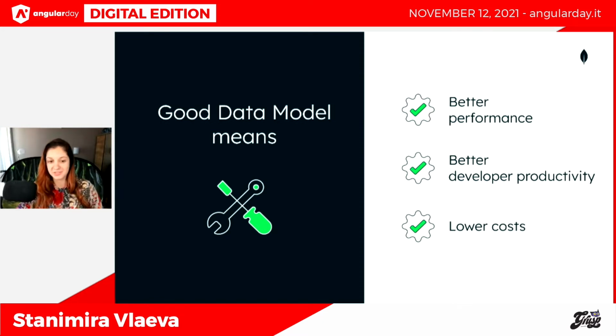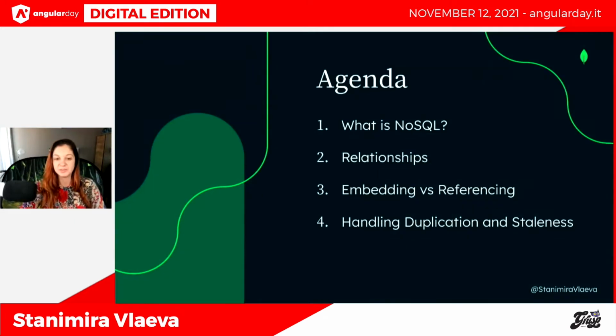So if I convinced you to stay and watch, let's see what we're going to be talking about. First, we will define what is NoSQL, and where MongoDB and document databases fit into this world. Then we will talk about how we can model relationships between our data in the system and how we can represent that in the database. We will discuss two main strategies for modeling relationships, which are embedding and referencing. We'll see which one we should use in which scenario. And then finally, we will talk about duplication and staleness, which are inevitable when using a NoSQL database, and we will see how we should handle them.